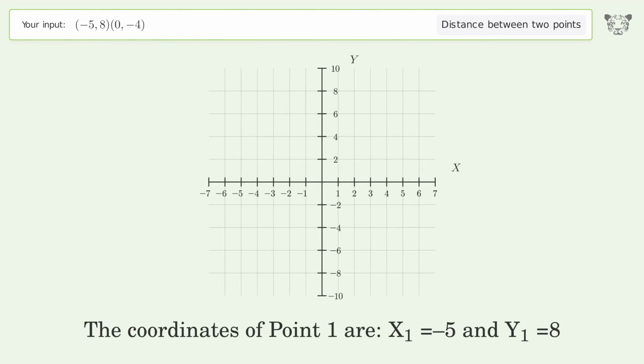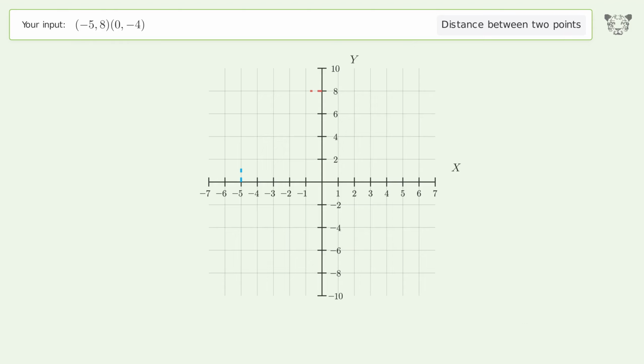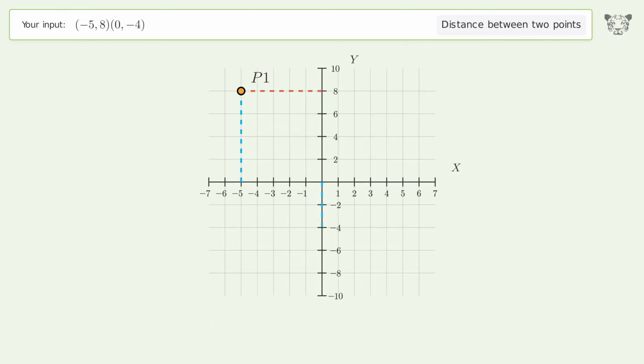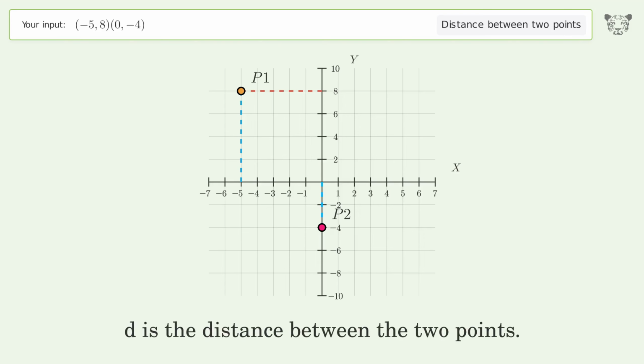The coordinates of point 1 are x1 equals -5 and y1 equals 8. The coordinates of point 2 are x2 equals 0 and y2 equals -4. D is the distance between the 2 points.